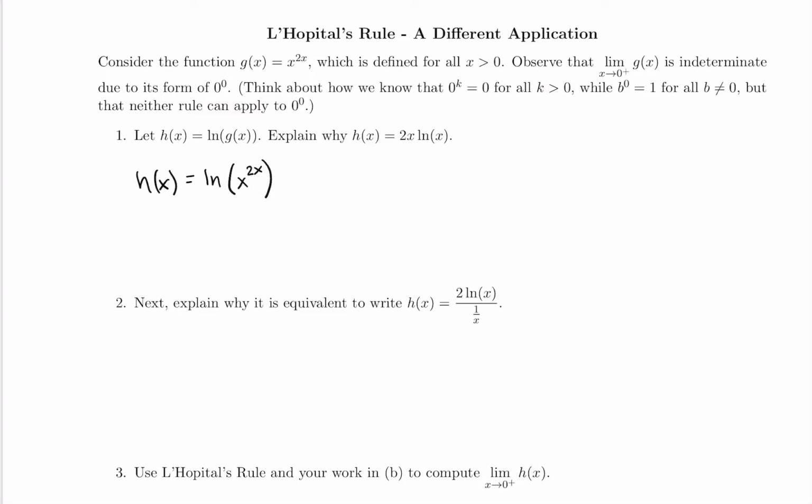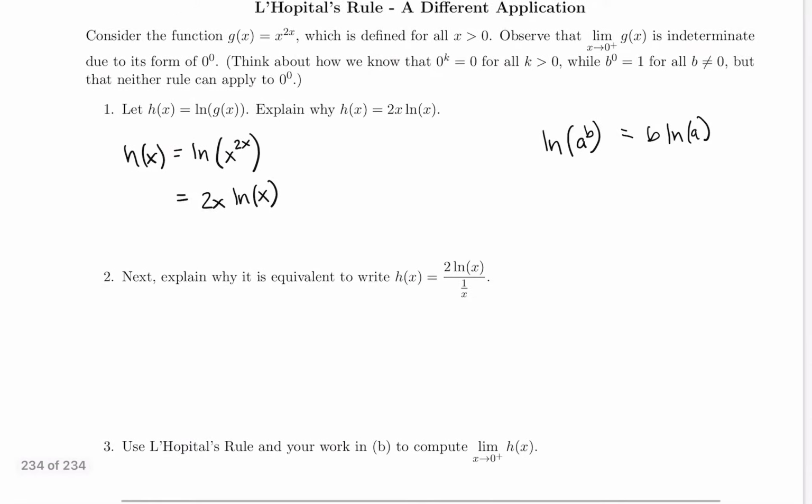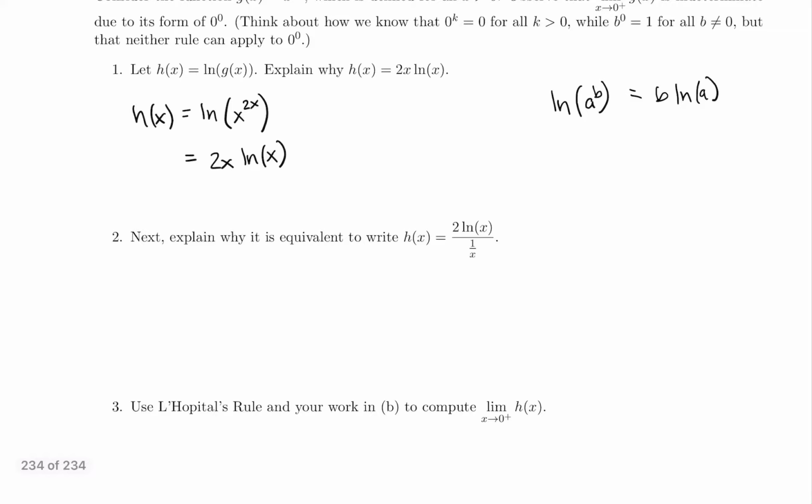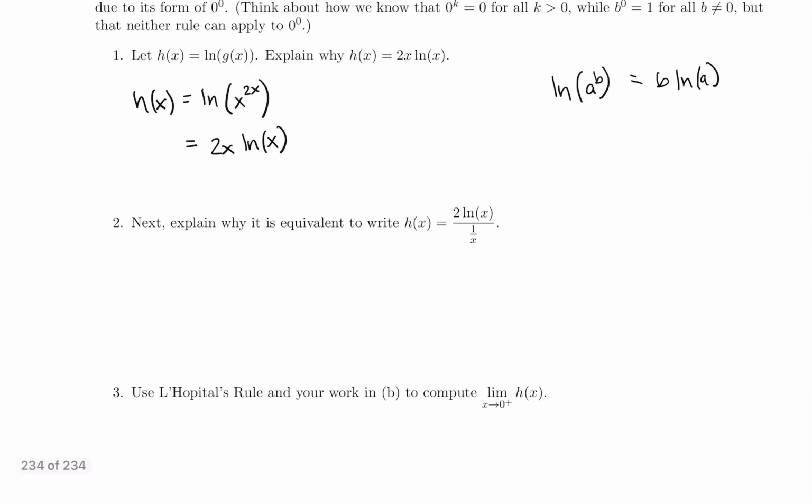Now, because of rules of logarithms that say that if you have natural log of a to the b, you can bring that b down in front. This is not taking a derivative, this is just a rule of logarithms. We can do the same thing here, that h of x is equal to 2x times natural log of x. And this will allow us to analyze this problem in more detail.